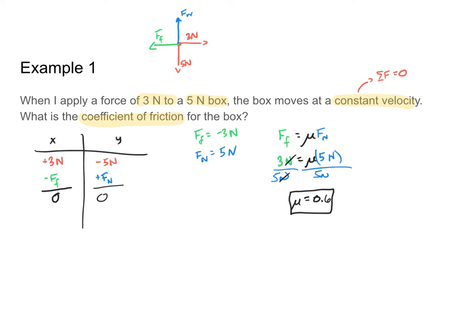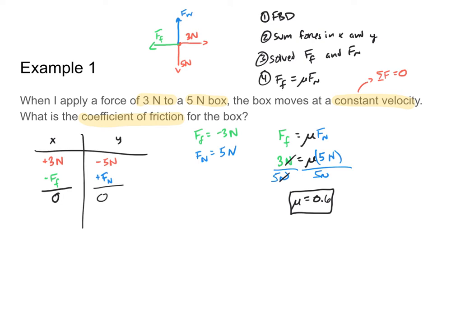And just to reiterate, what I did was I followed all of the rules for solving an angled force problem. So I drew a free body diagram. I didn't have to break up angled forces, but I would do that if I had to. I summed my forces in x and y. And then I solved for FF and FN, and then I added an extra step of saying that my frictional force is equal to mu times my normal force to figure out what mu was. So it's at that last step where I brought in my new friction equation.